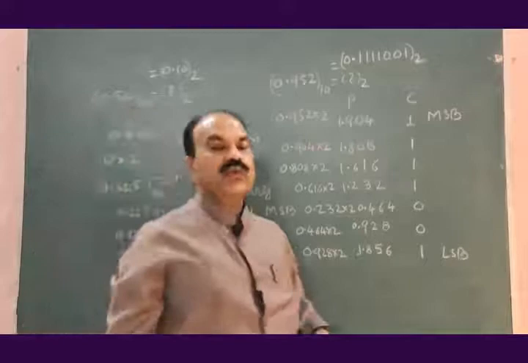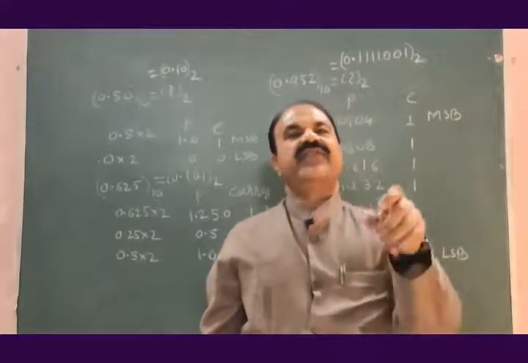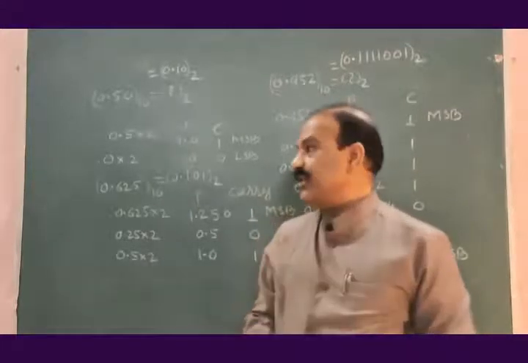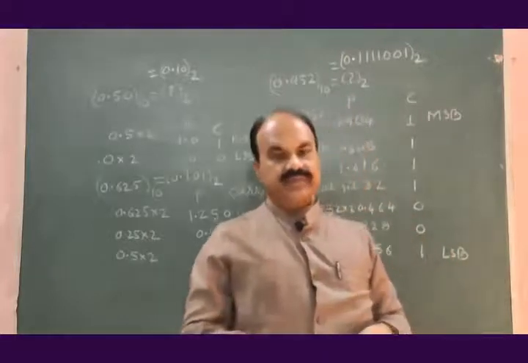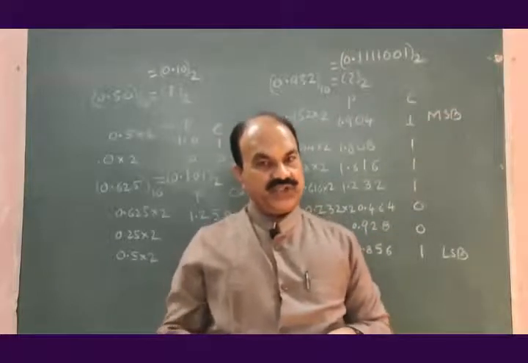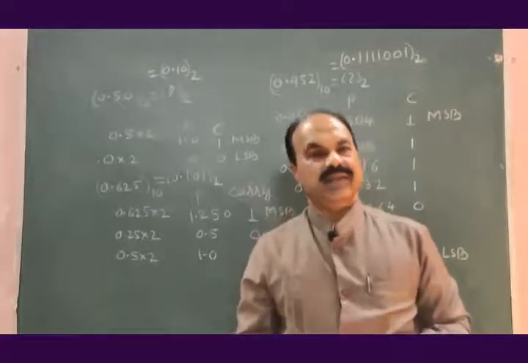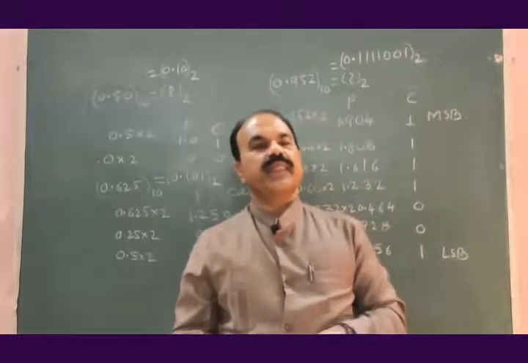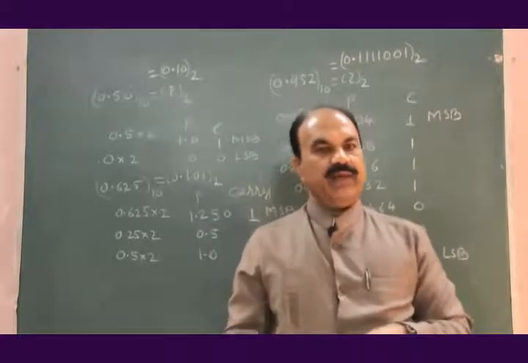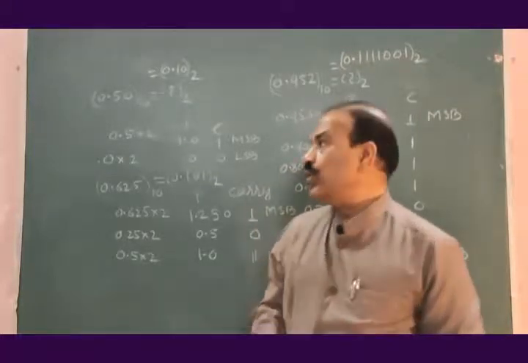This way we can convert integral decimal numbers as well as fractional decimal numbers into equivalent binary numbers. This is about conversion of decimal numbers to binary numbers using the sum of weights method and the double table method, applicable for the integral part as well as the fractional part. Hope you got it.